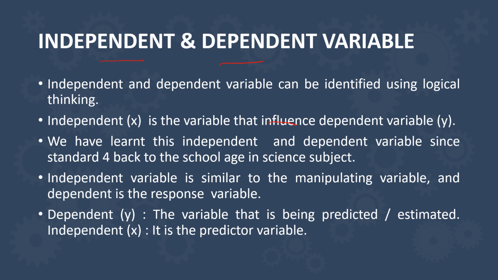Back then, we learned that the independent variable is similar to the manipulating variable, while the dependent variable is the response. So in simple terms, the dependent variable Y is the one that we are trying to predict or estimate, whereas the independent variable X is actually the predictor, the factor that we think is driving or can cause the changes in Y. So understanding this relationship is actually important because it forms the foundation for our discussion in this topic.